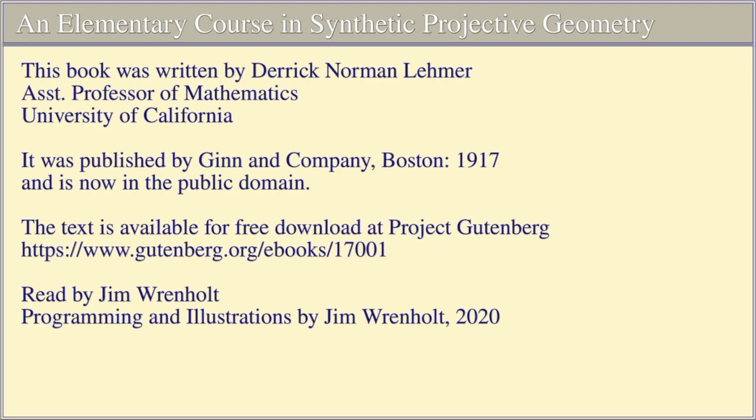An elementary course in synthetic projective geometry. This book was written by Derek Norman Lehmer, Assistant Professor of Mathematics, University of California. It was published by Ginn and Company, Boston, 1917, and is now in the public domain. The text is available for free download at Project Gutenberg.